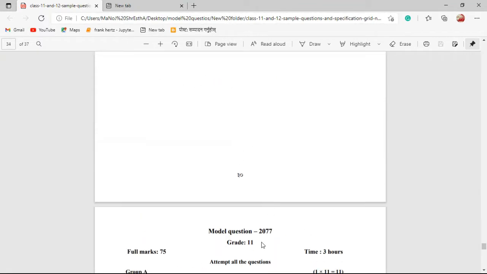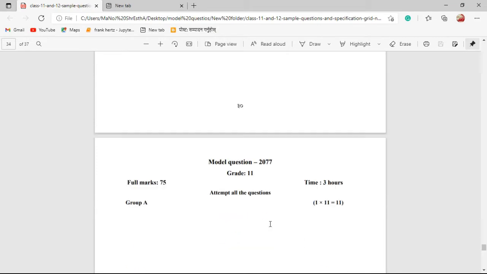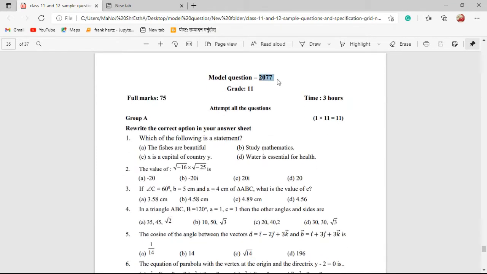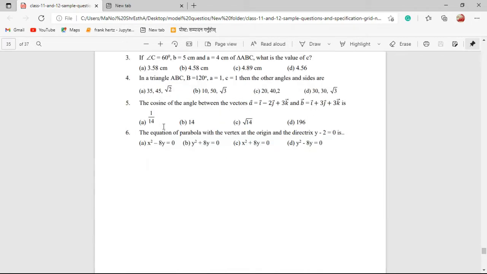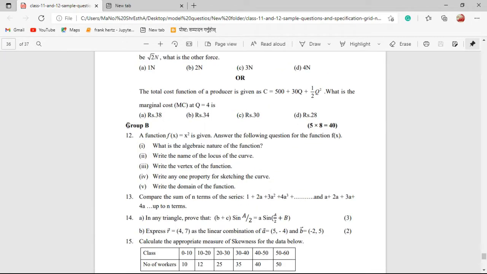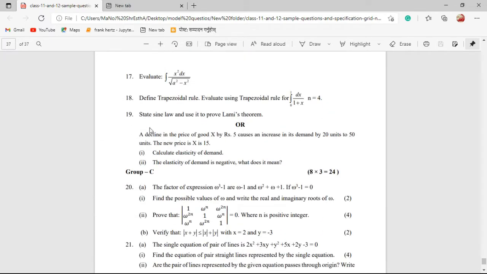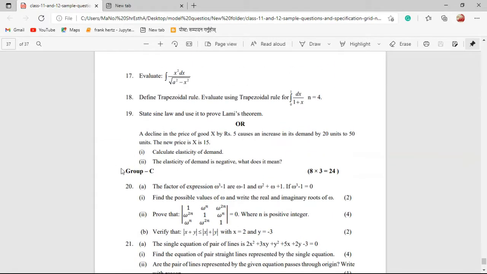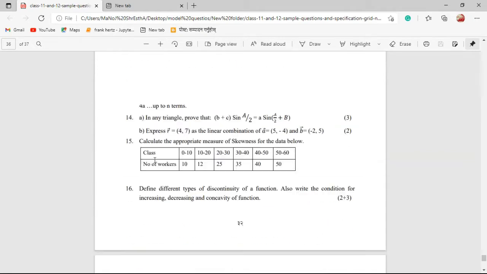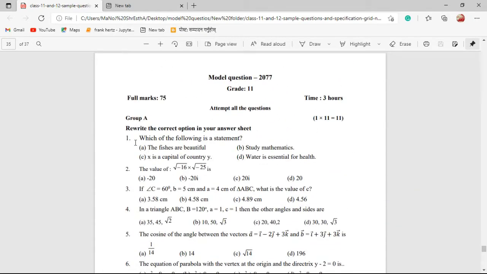question of 2077. This is the Nepali Bikram Samvat calendar date. According to this Bikram Samvat calendar, it is the model question 2077, and it has three sets. One is group A, then group B, and group C. In this video I will be discussing the solution for group A only.